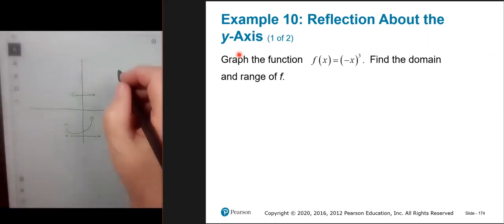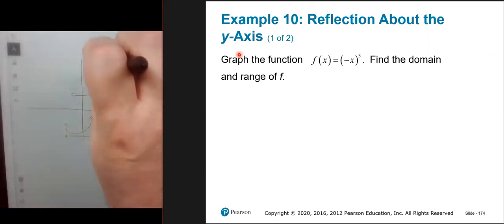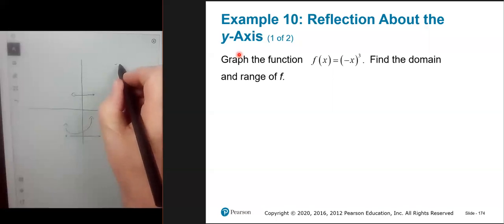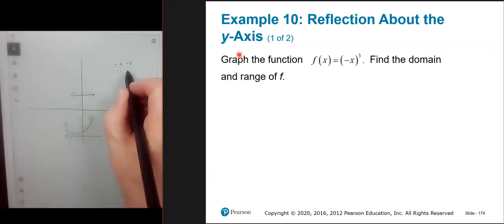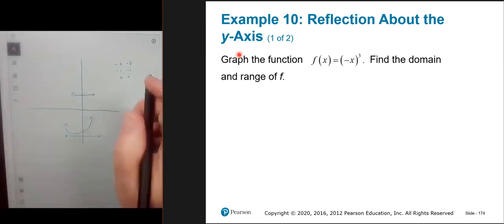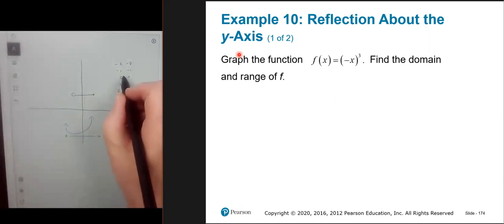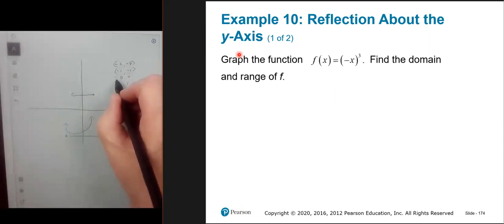So with cube, okay. -2 gives me a -8. -1 gives me -1. 0 gives me 0. 1 gives me 1. And 2 gives me 8. So I'm just looking at the ordered pairs.